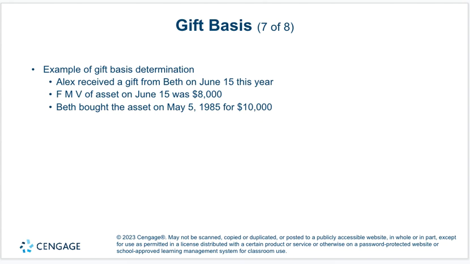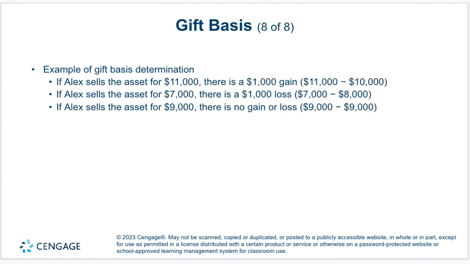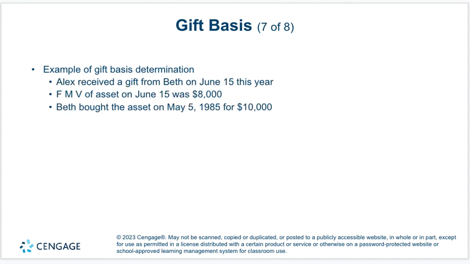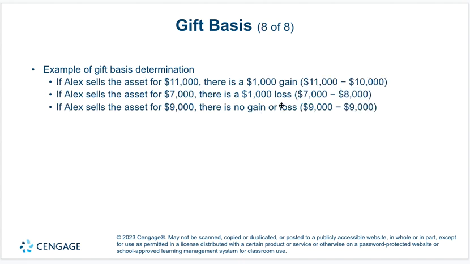So they give us an example where Alex received a gift from Beth on June 15th this year. The fair market value of the assets was $8,000. Beth bought the asset on May 11th, 1985 for $10,000. So with that information, if Alex sells the asset for $11,000, there would be a $1,000 gain because it would be Beth's basis of $10,000, so $11,000, the selling price, minus Beth's basis of $10,000 gives us a $1,000 gain.